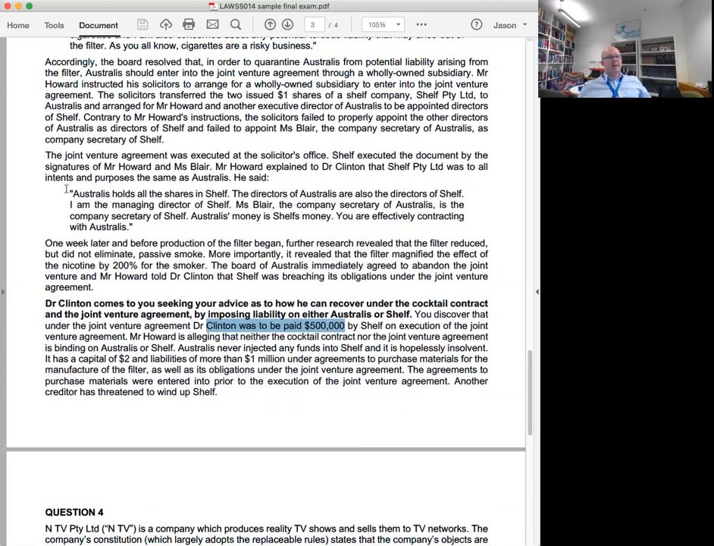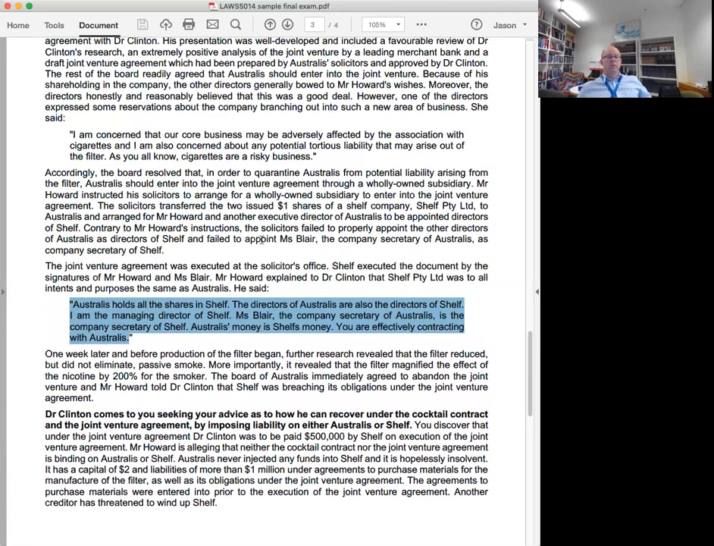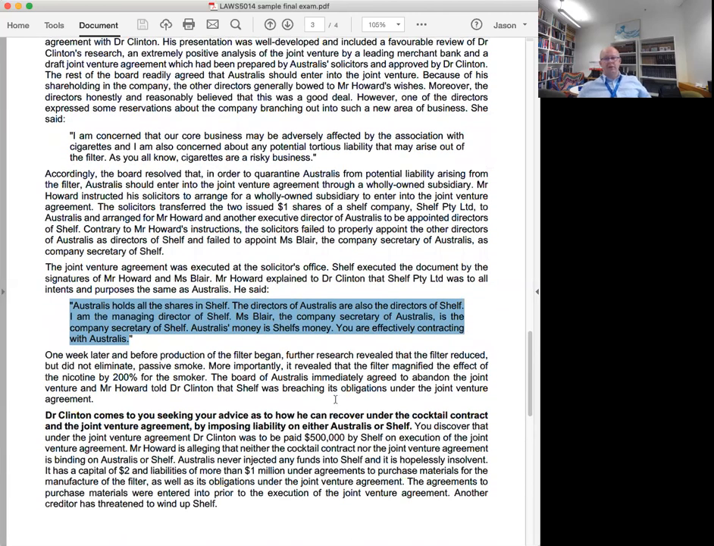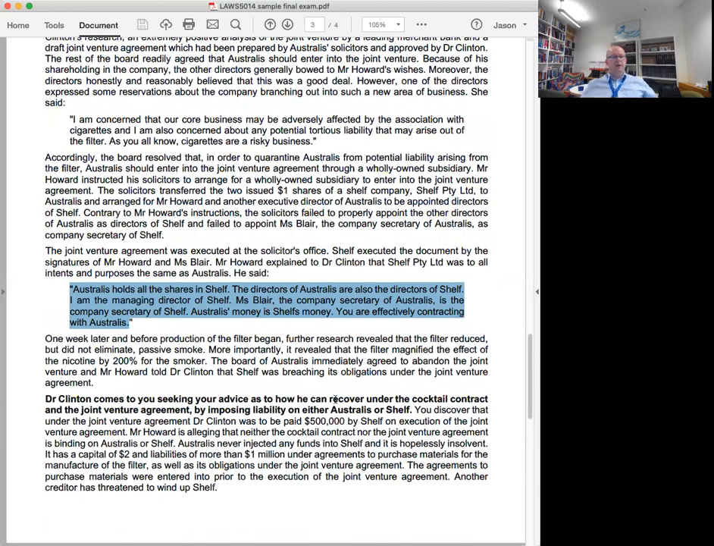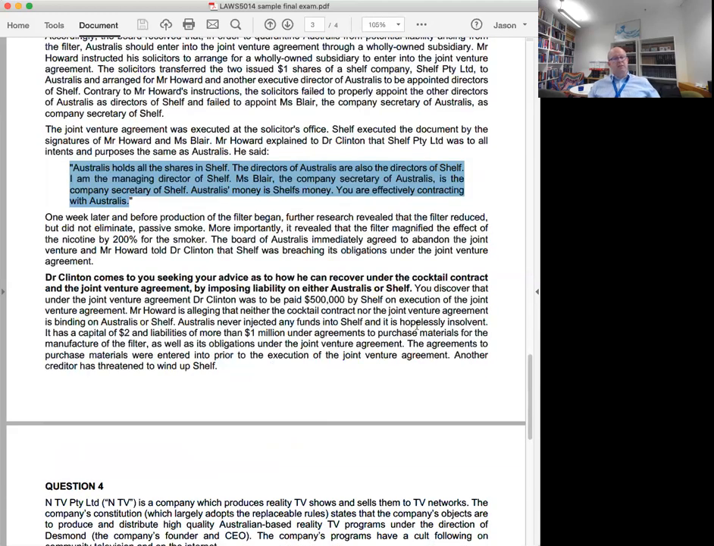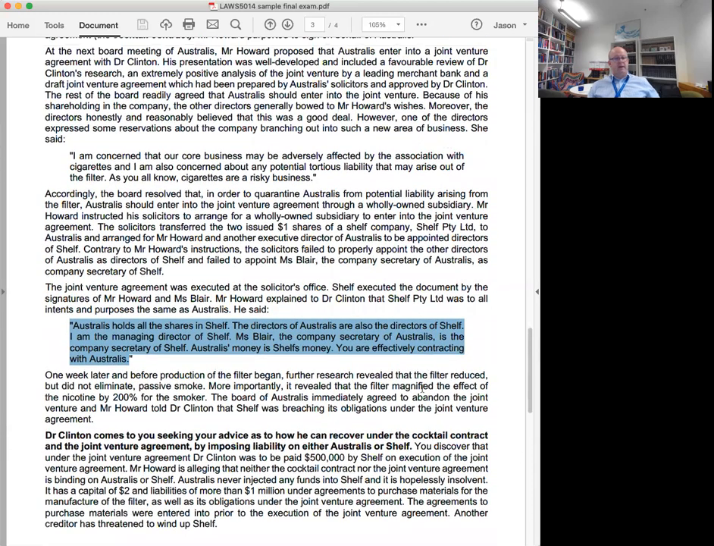Now, this statement up here, think of them as the same. Could we then say that Shelf is acting as the agent for Australis, which, if it were, could then make Australis liable on the contract? So we could try and argue that based on these statements here, in which case Clinton would then bring an action against Australis.